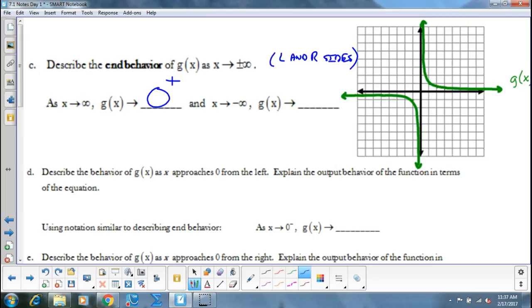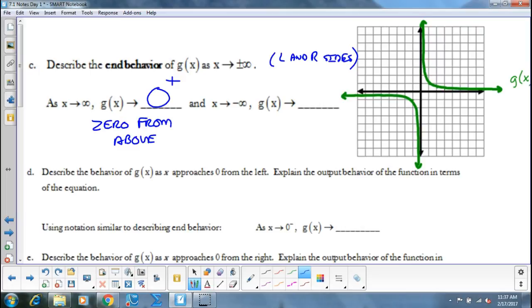Okay? What that says is 0 from above. It's getting closer and closer to 0 from the positive side. Because I'm taking 1 and I'm dividing it by a positive bigger and bigger and bigger number. Never getting to 0, but getting closer and closer and closer to 0. Okay? Now, going the other way.